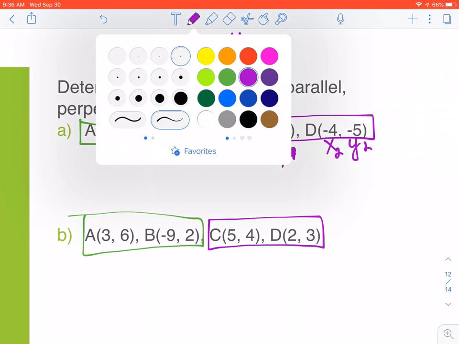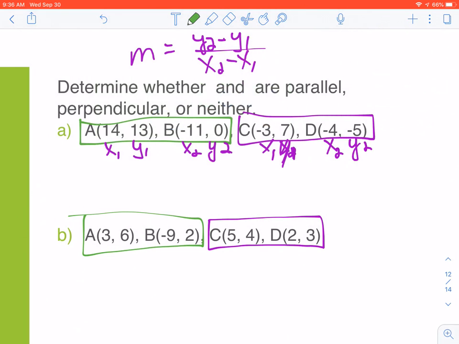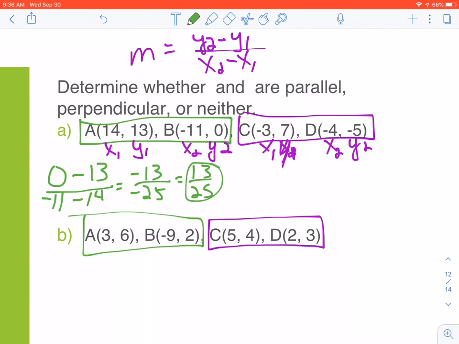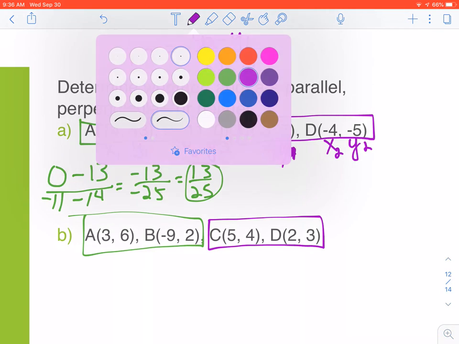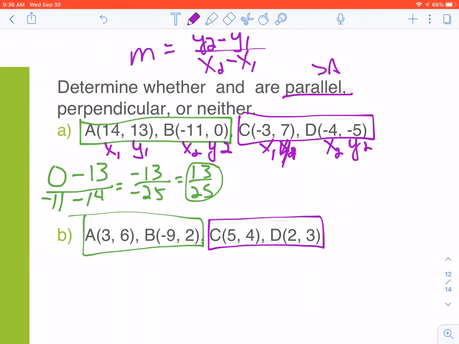All right, so here we go. We're going to find the slope. So I have y2, 0, minus 13 over negative 11 minus 14. It's going to come out to negative 13 over negative 25, which is 13 over 25. Now I'm going to come over to my other one, and I'm looking to see if it's parallel, right, which is the same slope, or perpendicular, which is opposite reciprocal. I'll just put recip.